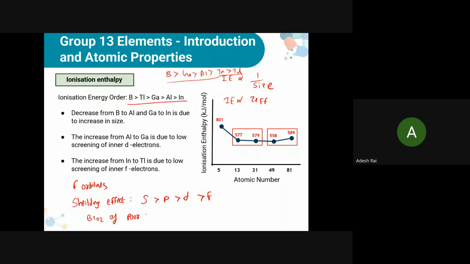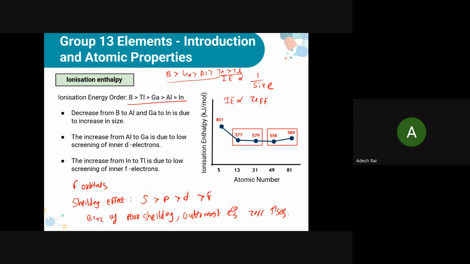Because of poor shielding, the outermost electrons' Z effective increases. Is that clear? The outermost electron's nuclear charge will increase. Why? Because the inner electrons are not able to shield the nuclear charge coming to them.